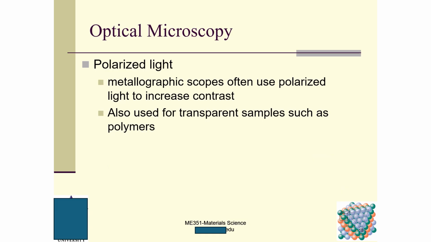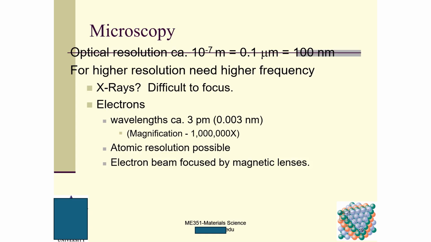Optical microscope, and we'll talk about polarized light. Metallographic scopes often use polarized light to increase the contrast. It is also used for transparent samples, such as polymers. Optical resolution can be 10⁻⁷ meter, which equals 0.1 micrometer, which equals 100 nanometer.